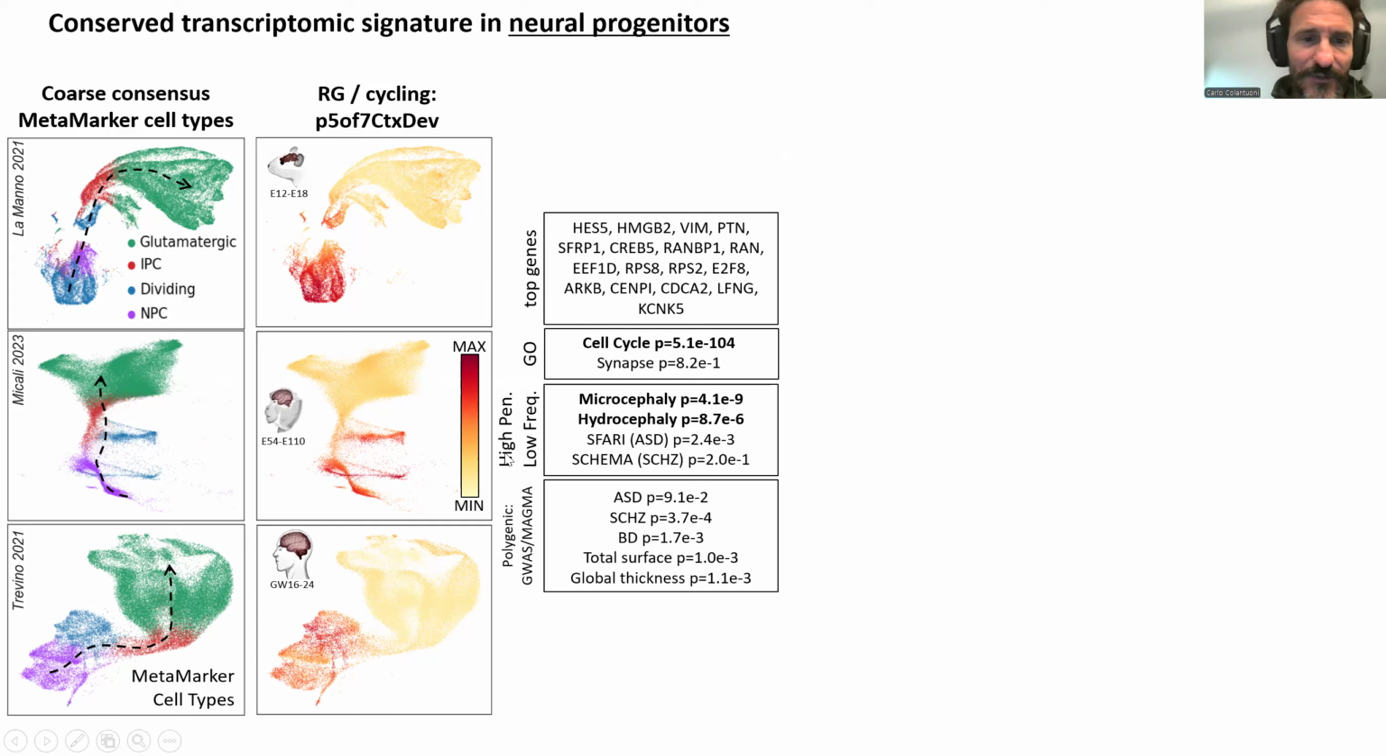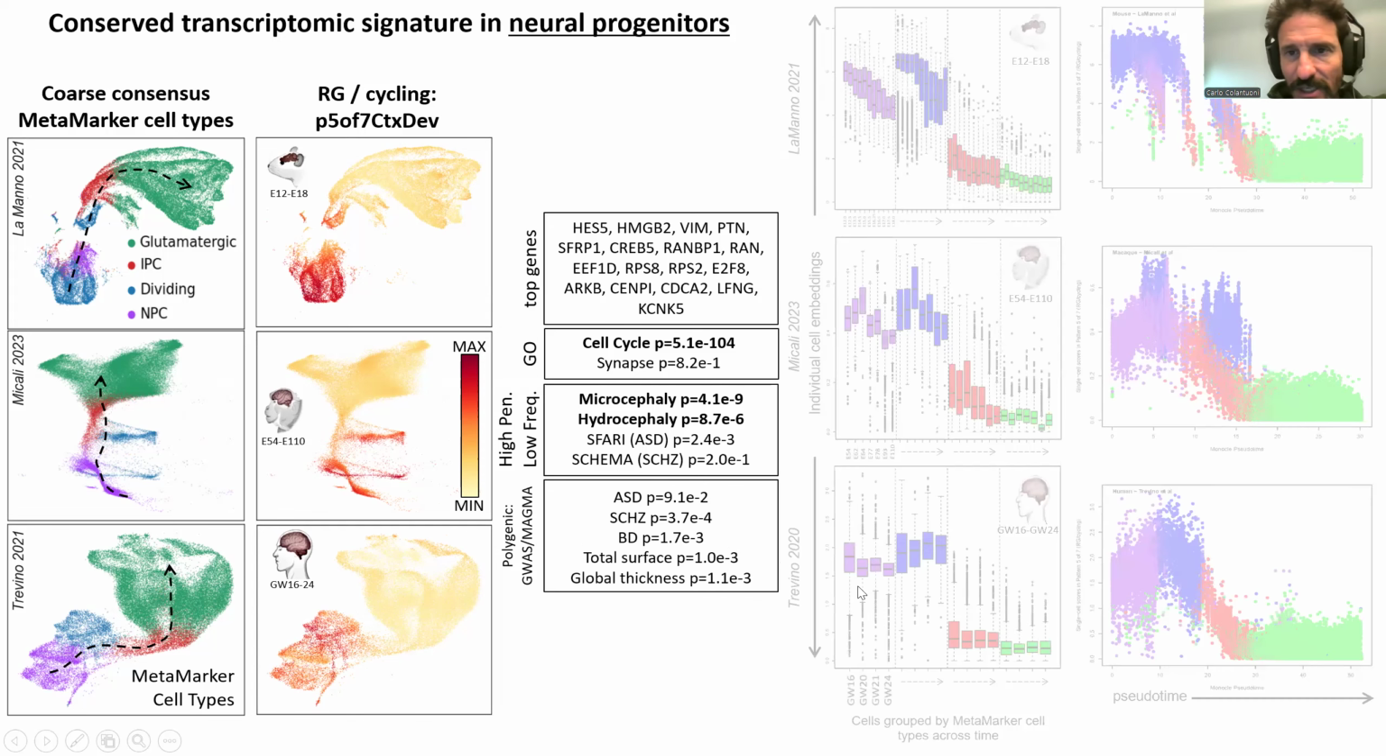And also, it's interesting, if you look at high penetrance, low frequency variants that cause disease, diseases that really disrupt the growth structure of the cortex are enriched. Microcephaly and hydrocephaly, the genes responsible for these disorders, are very highly ranked in this radial glial signature. Polygenic GWAS signals summarized via MAGMA have very little signal here, but these have much higher signals in the neuronal patterns. But today we're focusing on these progenitors.